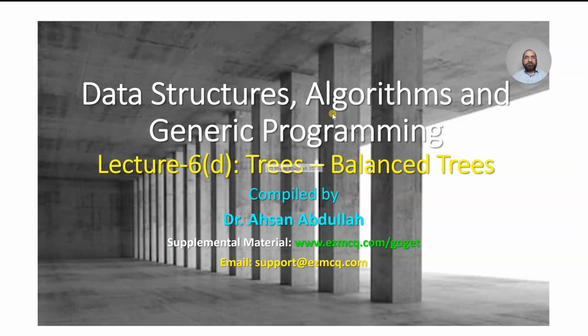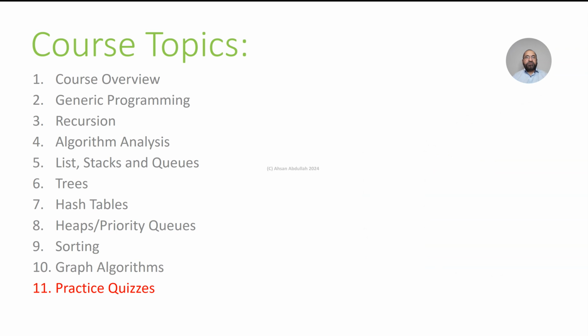I'm here with the course Data Structures and Algorithms, and the supplemental material for this course is available at easymcq.com/goget. So this course consists of 10 topics which are on the screen in front of you, and we are right now in the topic of trees. And these topics are further divided into subtopics. The subtopic which we will be covering in this lecture is B trees or balanced trees.